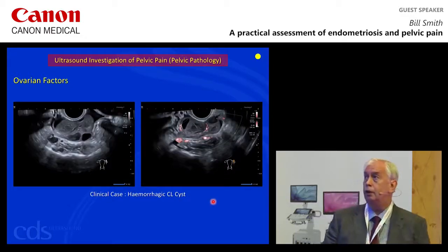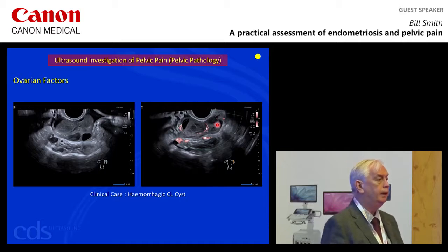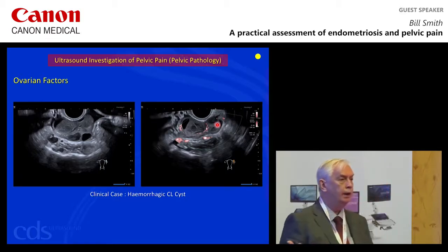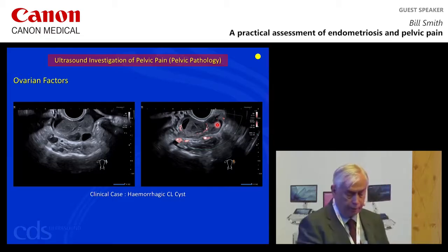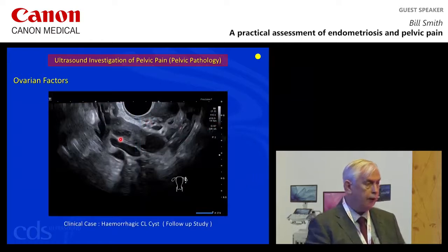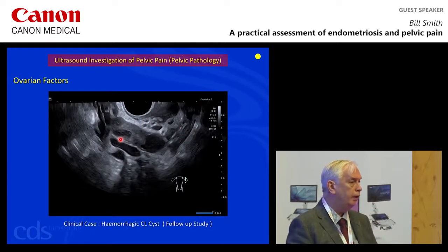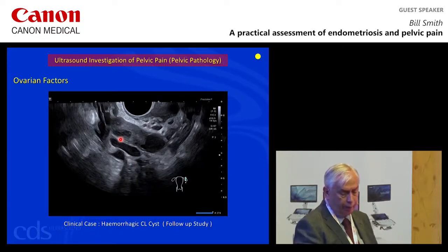So, as I said, they can look quite sinister. You know, this isn't an ovarian malignancy. We never thought it was an ovarian malignancy. It has all the features of a hemorrhagic corpus luteum. And when we do a follow-up scan, same ovary, we see it's collapsed down. The value of follow-up scans. Just leave functional cysts for a while.